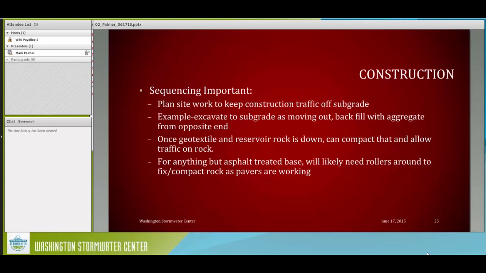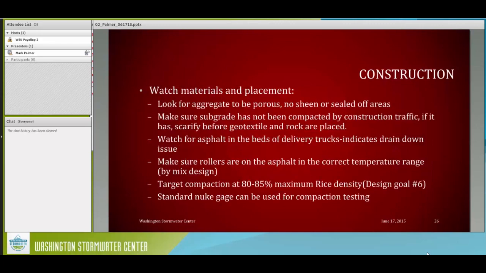So that you don't have an unstable surface. As I mentioned, if you don't have asphalt treated base, you're likely going to need rollers around to fix and compact the rock as the pavers are working, because any turning motion on this particular rock that doesn't lock up really well, you're going to have rollers out there almost all the time.